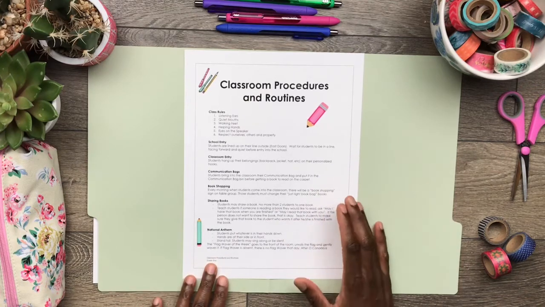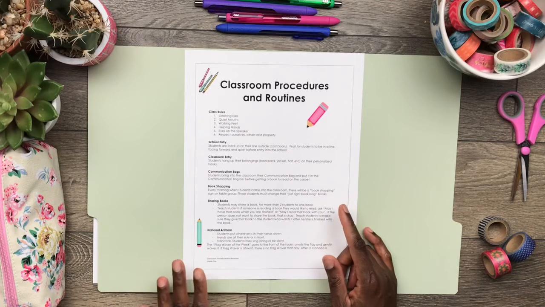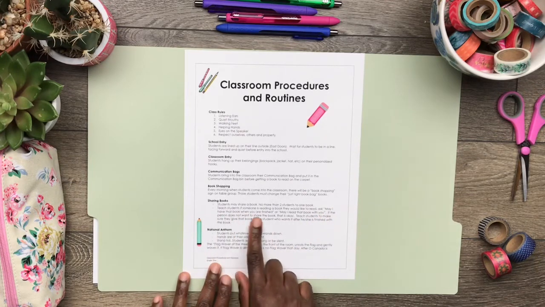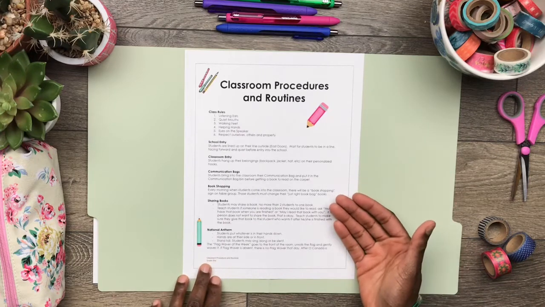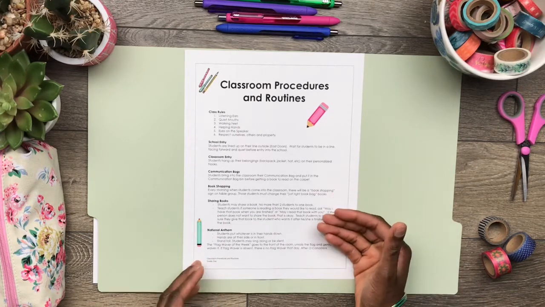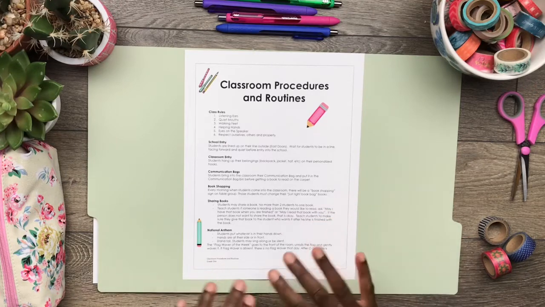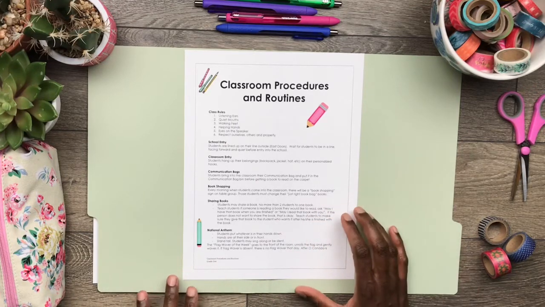2 kids, 1 book. If you just want to read on your own, that's fine. But if you want to share with someone, 2 kids, 1 book. And I also teach students that if someone is reading a book and you would like the book, ask them, can I have the book when you're done? Or you can ask them, can I read the book with you?